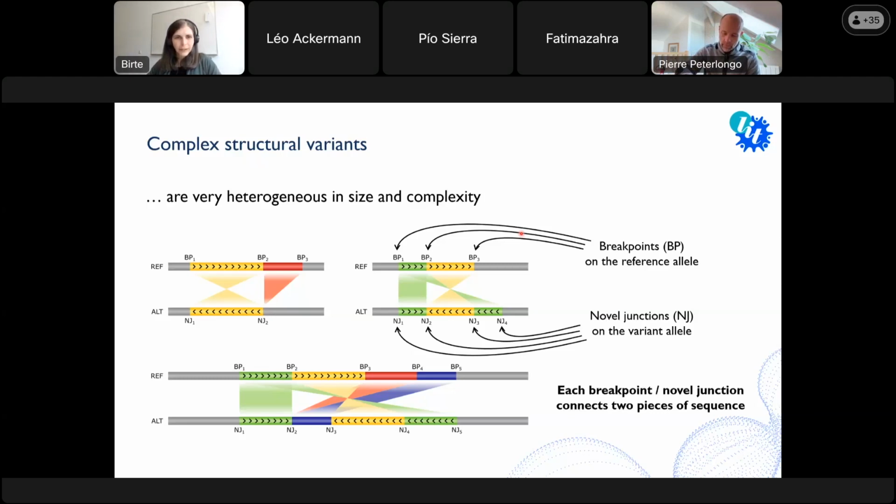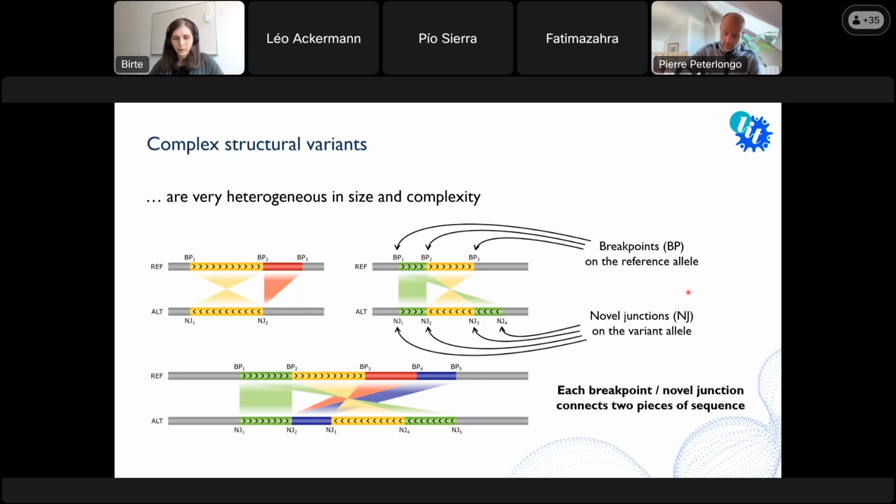If you look very closely in this picture here, you will notice that the novel junction 1 and novel junction 3 in this example, and also two novel junctions down here, are actually not novel when you look at the reference allele, but they are actually piecing together the exact same pieces of sequence as on the reference allele. We still keep such junctions in our set of novel junctions for the description of the variant because we think it's useful to have them, although they are not really novel junctions.